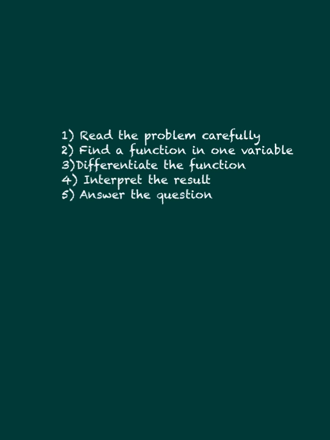So as a way to summarize, the final procedure is to read the problem carefully, find a function in one variable that can explain the problem. Once you have the function, differentiate the function, and finally interpret the result and answer the question that the problem asks you.